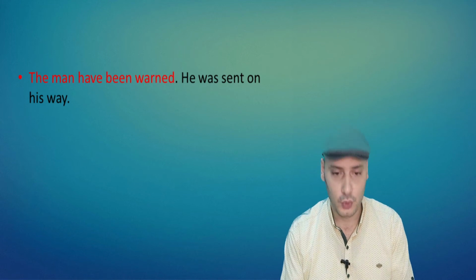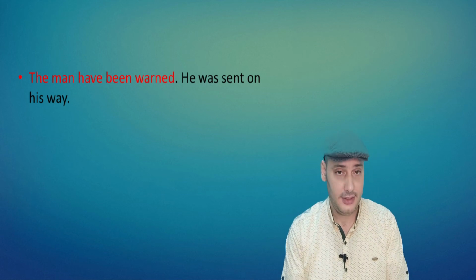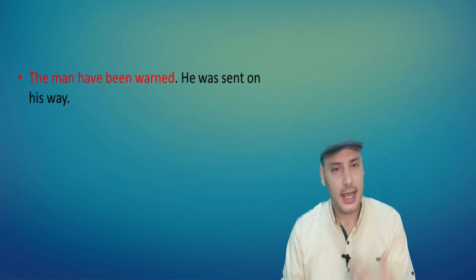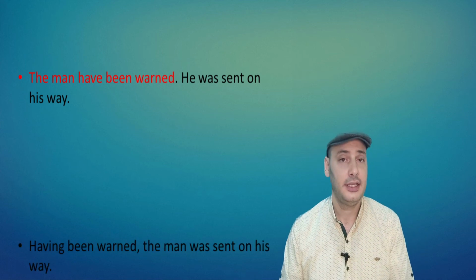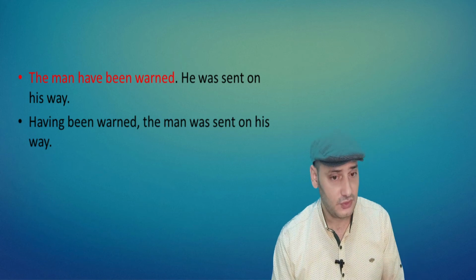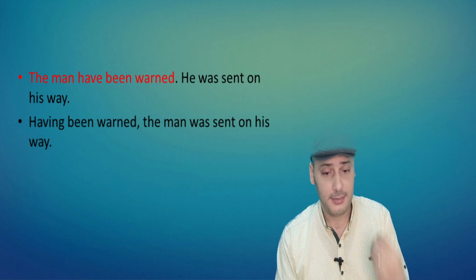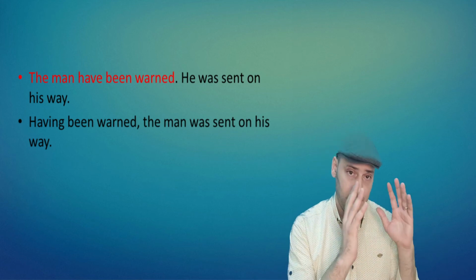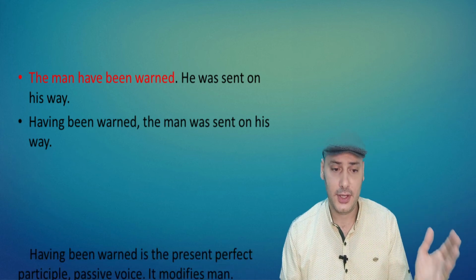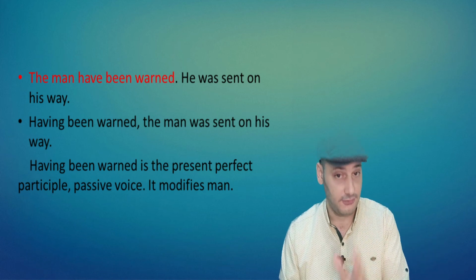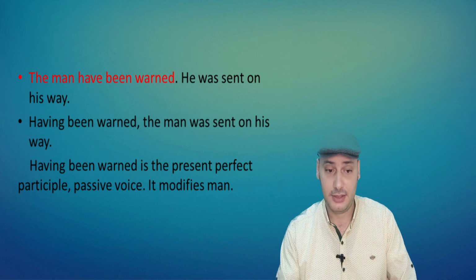The man had been warned. He was sent on his way. So the man had been warned, and after that he was sent on his way. Can we write it in a different way that appears more professional? The answer is yes. Having been warned, the man was sent on his way. When we said having, we're using a present participle. Having been warned is present perfect passive voice, and it modifies the man, just like an adjective.